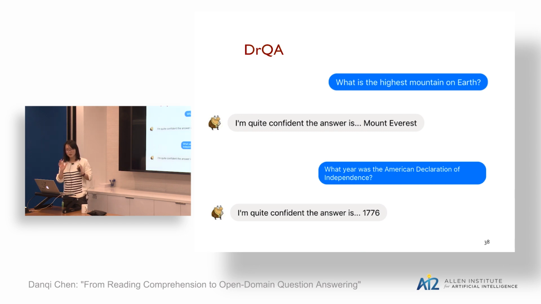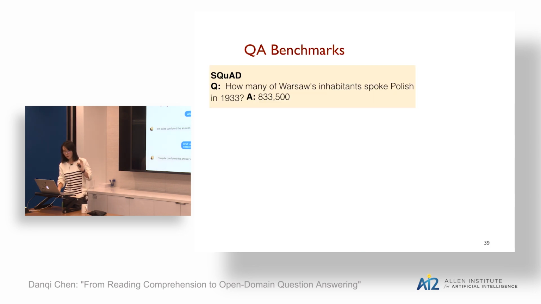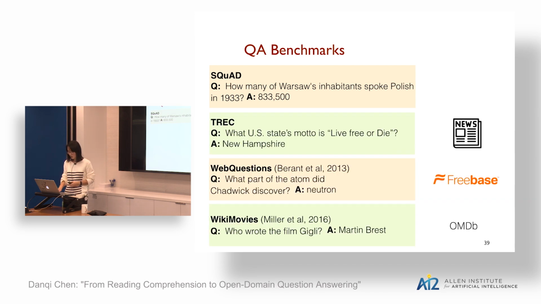So we found this actually works pretty well. And I will explain how we actually built this DrQA system. Besides the SQuAD dataset we just talked about, we were trying to collect more question answering benchmarks and datasets that people have used in the past 20 years, including the TREC question answering datasets, which are mainly derived from the news corpora and also the government documents.